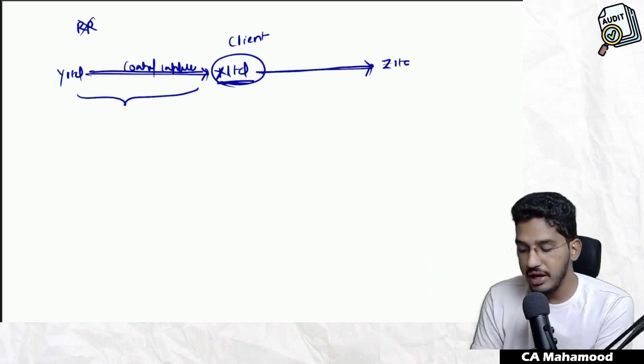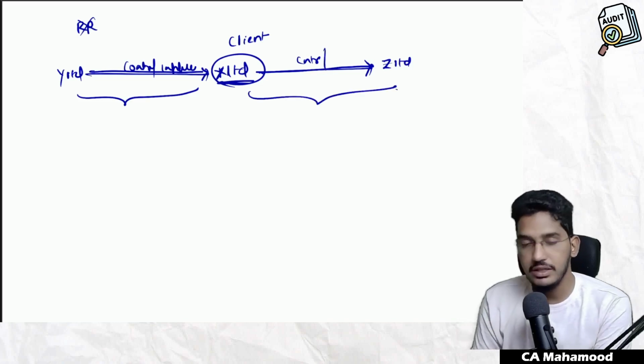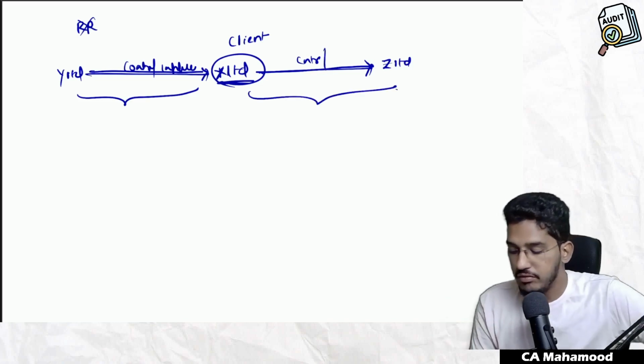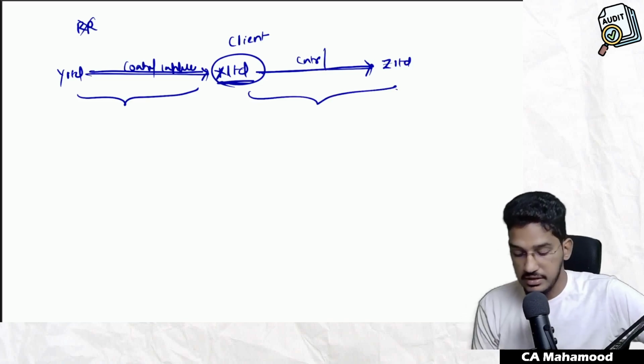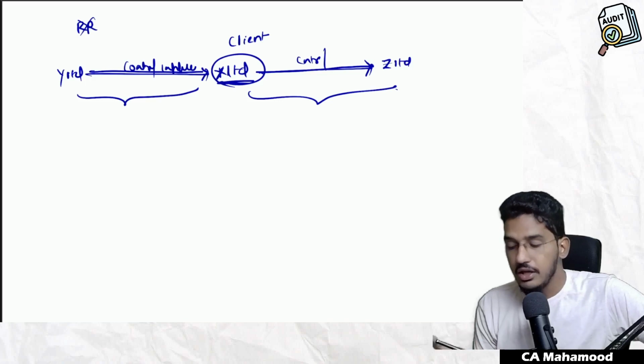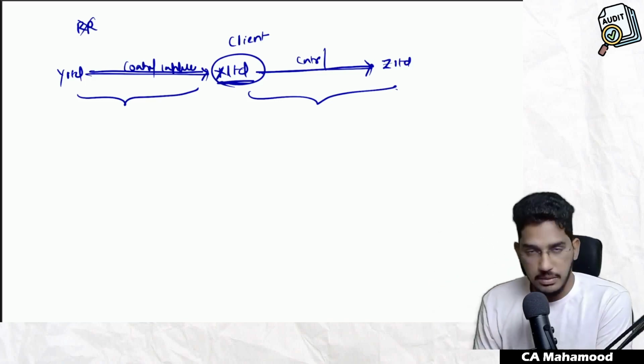Take for example, your client is having control or influence over Z Limited. Then SA 550 says, okay, we consider both of you as related. Understood? Either someone is controlling my reporting entity, that is my client entity, or my client entity is controlling someone. Then we will consider them as related.